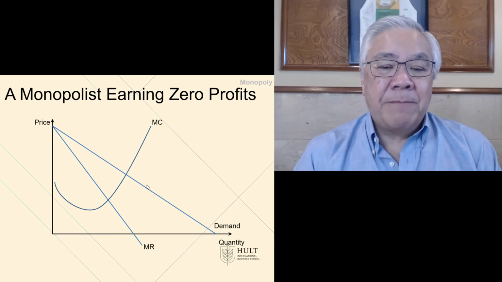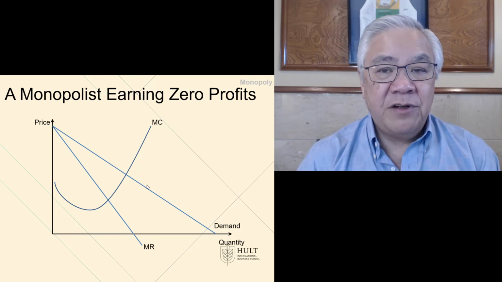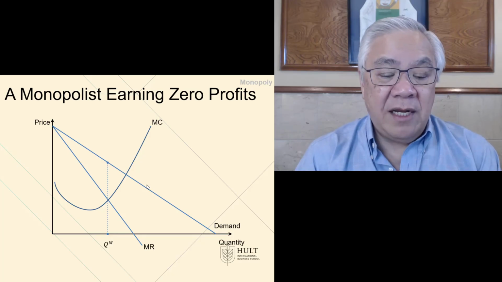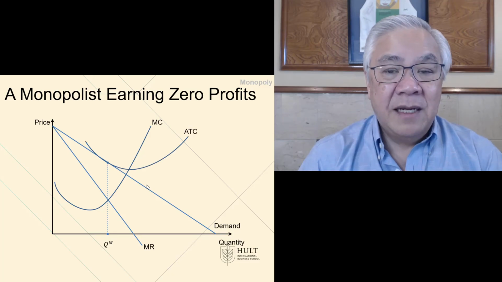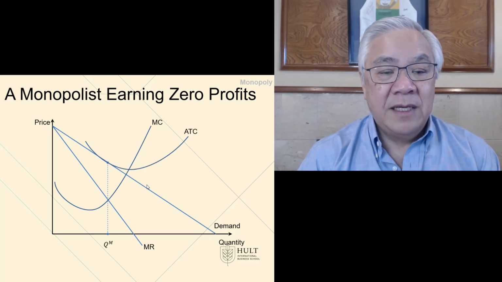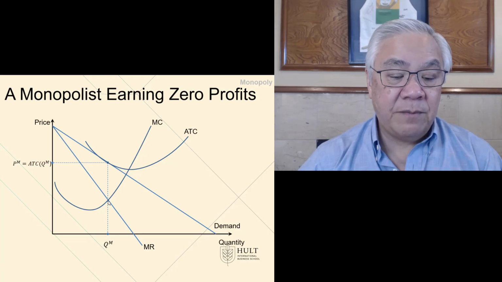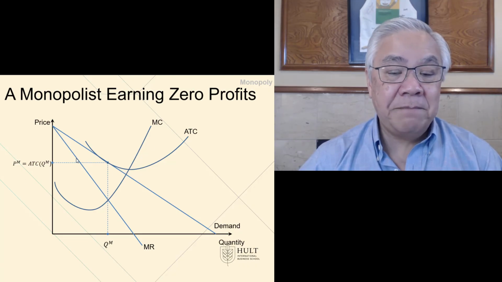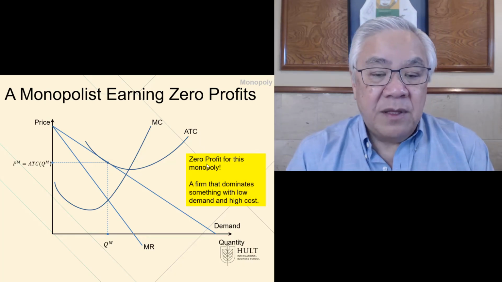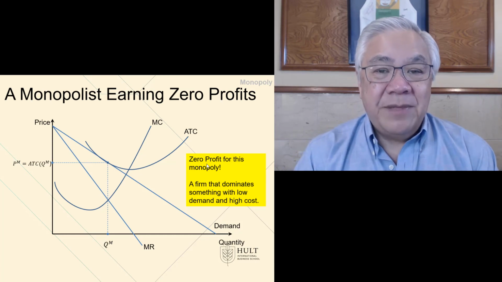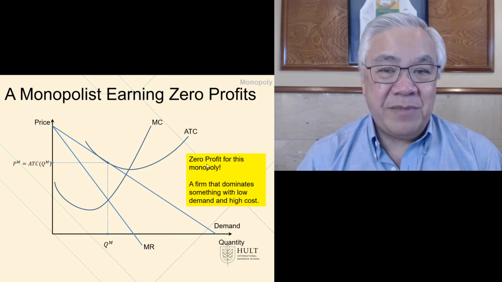Here is an example how a monopolist can earn zero profit. Let's say that they're facing these curves: the demand, downward sloping, marginal revenue, and marginal cost. What if quantity for the monopolies, again set by MR equals MC, is at this level, but their average total cost is also at that level? In this case, they would sell at P, which is established by the intersection of marginal revenue, marginal cost, right here, but P minus the average total cost is equal to 0, so they will make zero profit. And so this occurs where a firm may dominate this industry, but unfortunately, there's a combination of low demand and high costs, which means even though you dominate it, you can't make money.